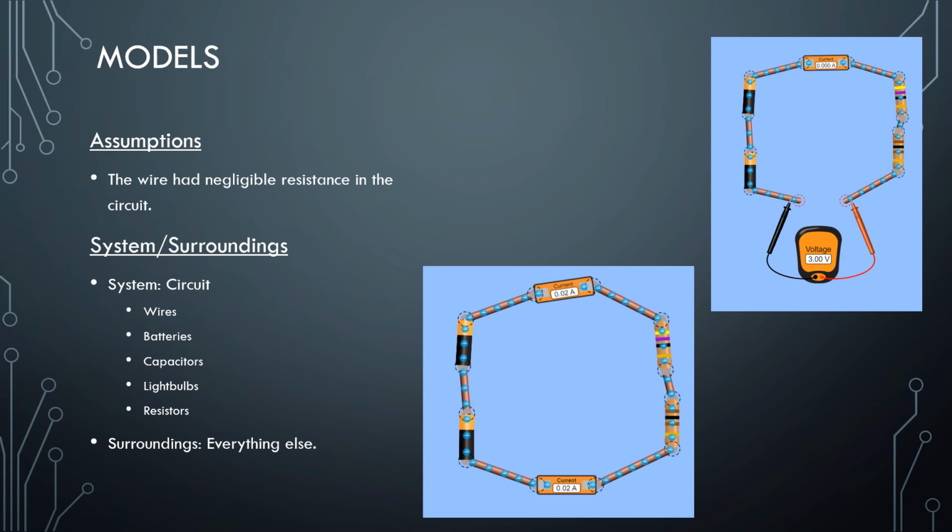Models here. The assumption is that the wire had negligible resistance in the circuit. The system here was the circuit. The models are the images shown to the right. The components of the circuit that are included in the system are the wires, batteries, capacitors, light bulbs, and resistors. Their surroundings are everything else.